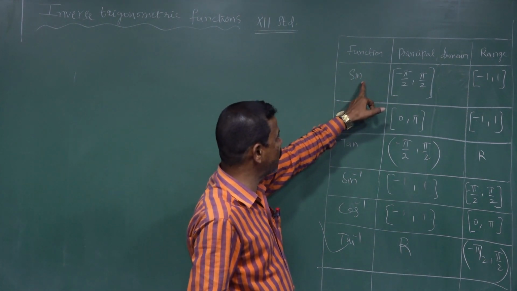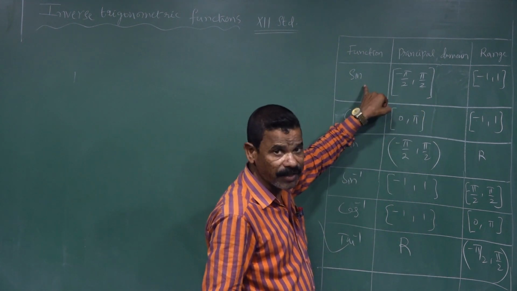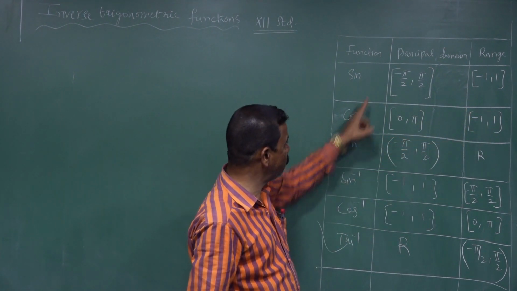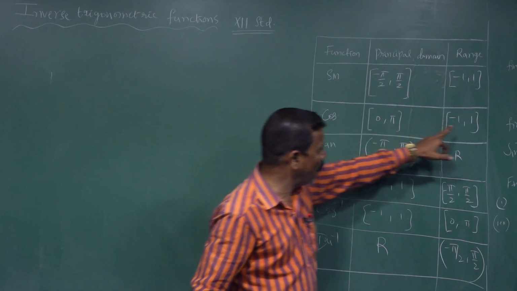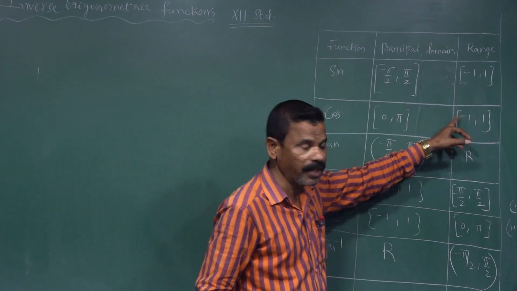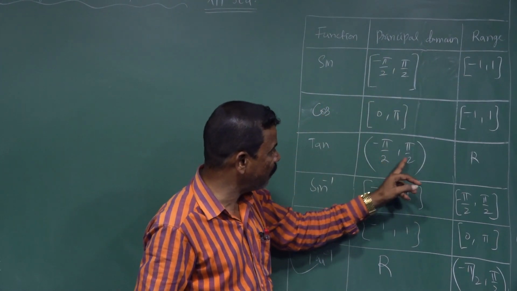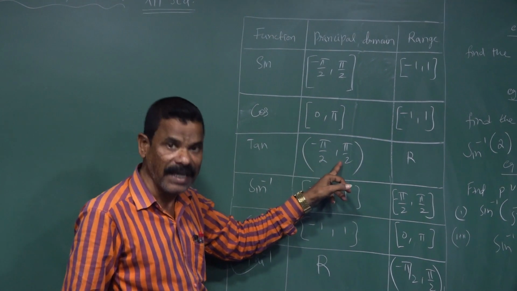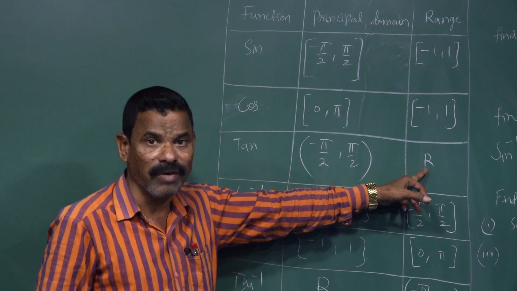Here the sin function's principal domain is -90 to +90, and its range is -1 to +1. Cos is similar: its principal domain is 0 to π, with cos 0 = 1 and cos 180 = -1, so the maximum and minimum are the same. Here tan's principal domain is -90 to +90, with open brackets, meaning not -90 and not +90, only the values in between. So the range is all real values.